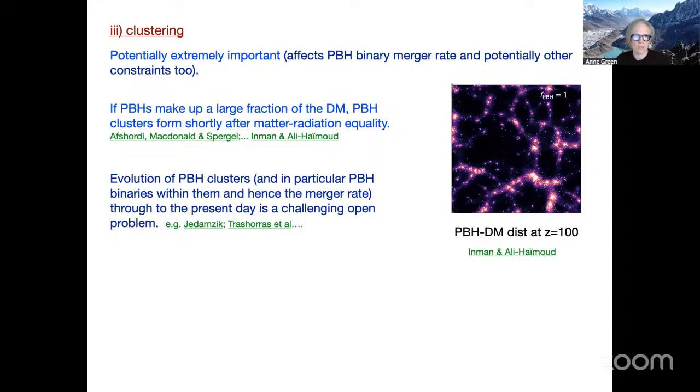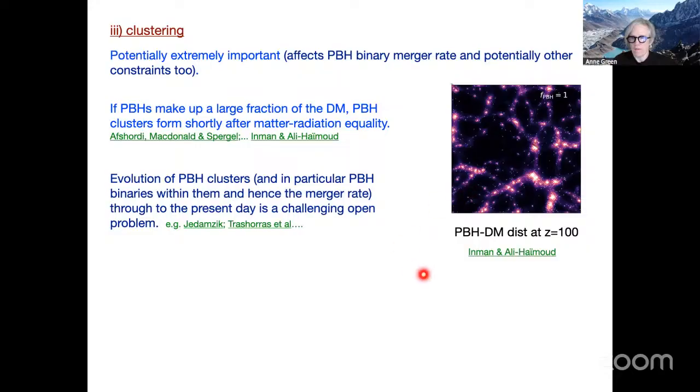And it was shown quite some time ago that if primordial black holes make up a large fraction of the dark matter, then you get clusters forming shortly after matter-radiation equality. So really at relatively early times for structure formation. The reason for this is that because primordial black holes are discrete objects, there will be Poisson fluctuations in their distribution, and hence there would be clusters forming just where you happen to get more primordial black holes. How those PBH clusters evolve up to the present day, and in particular how the binaries within them evolve and how this affects the merger rate, that's a very difficult open problem.